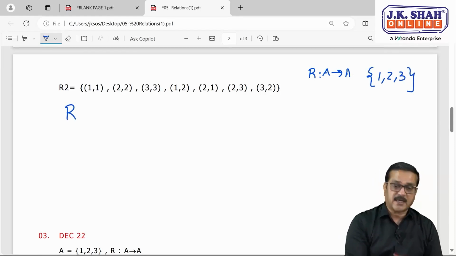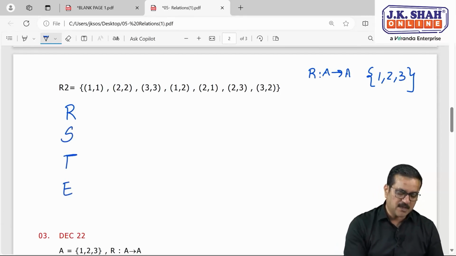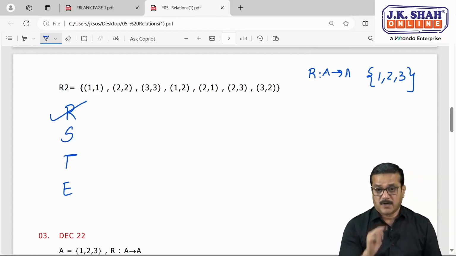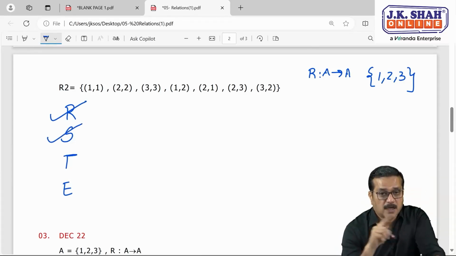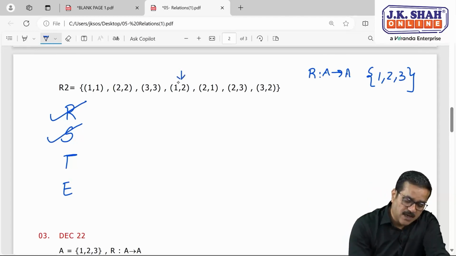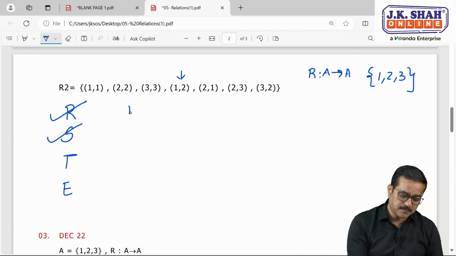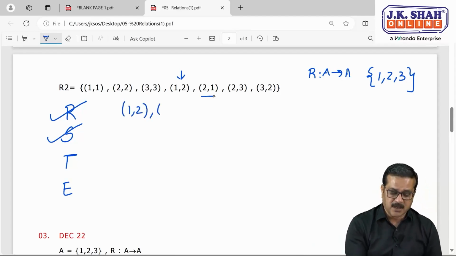Let's check the characteristics of R2. Will it be reflexive, symmetric, transitive, equivalence? 1,1, 2,2, 3,3 are there, so it is reflexive. 1,2 is there, 2,1 is there, 2,3 is there, 3,2 is there, so symmetric. I hope you are reading along with me. Now the transitivity test will start from 1,2. You have to attach a pair starting with 2. I have got quite many, here is one and here is one.